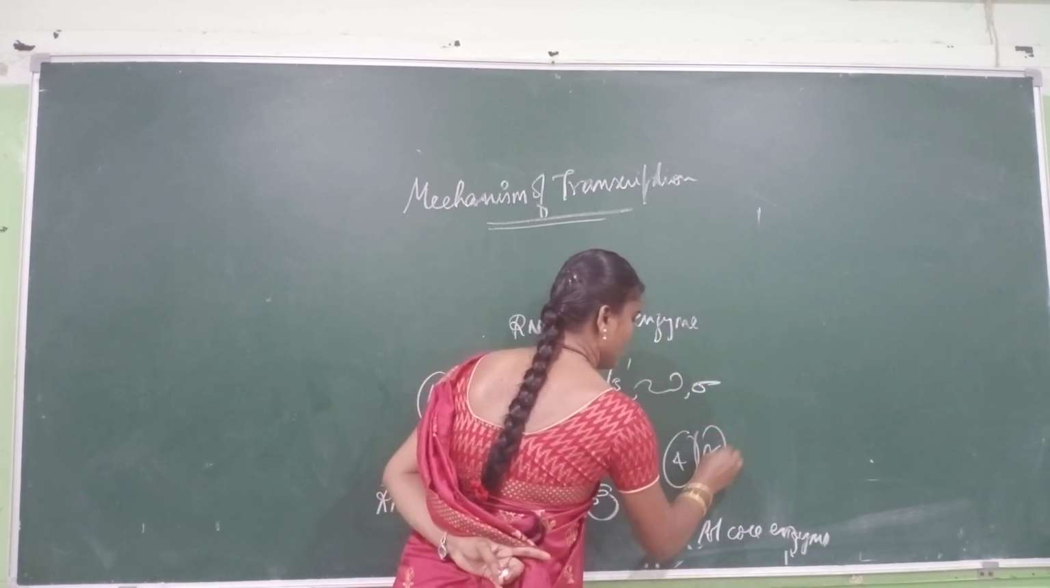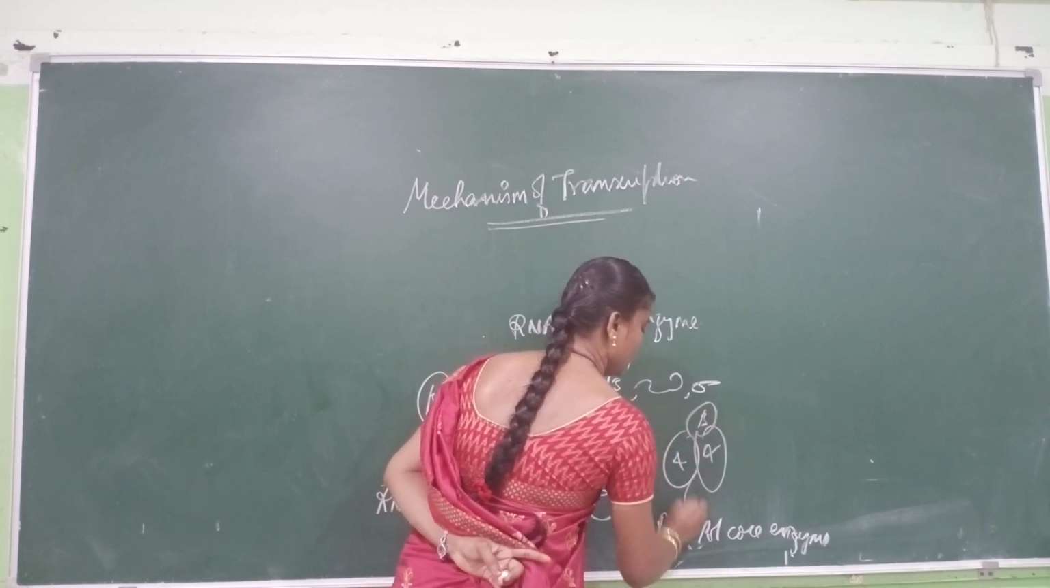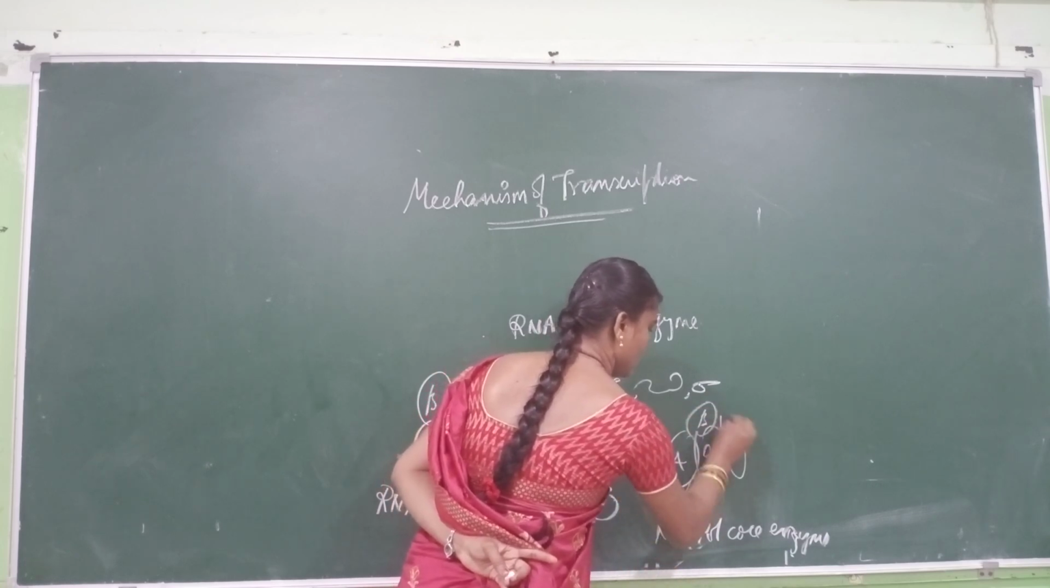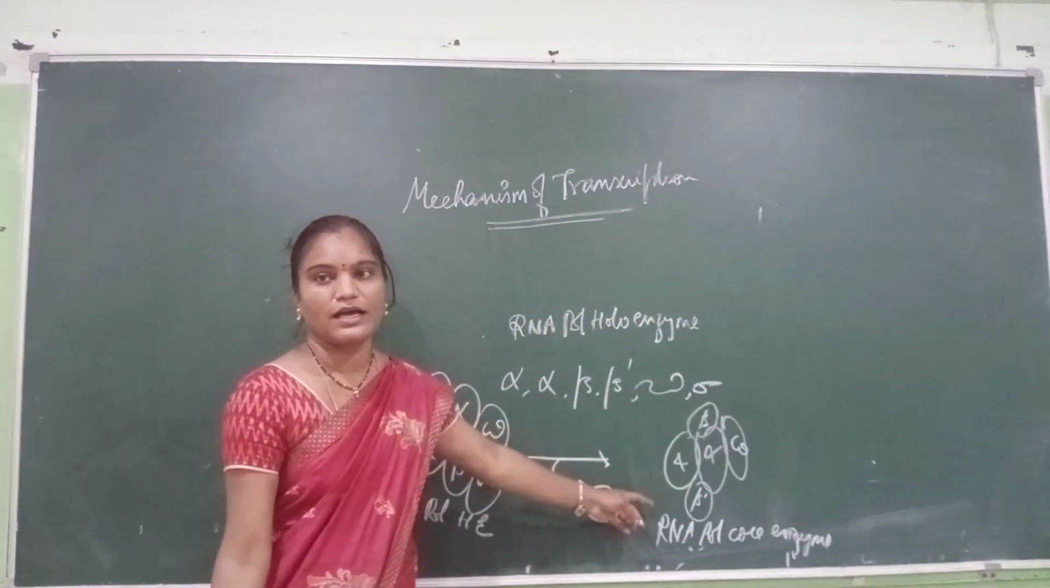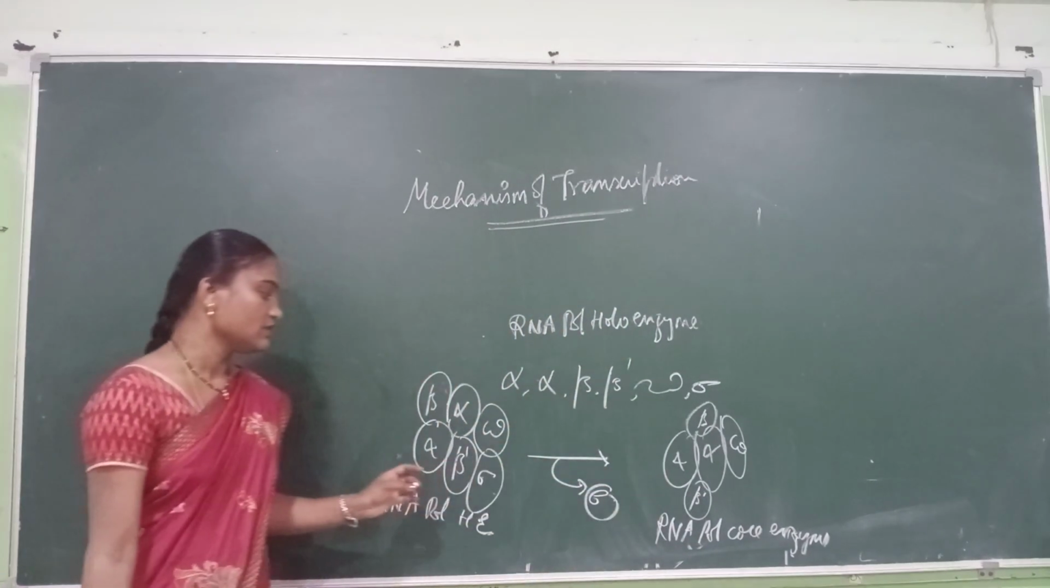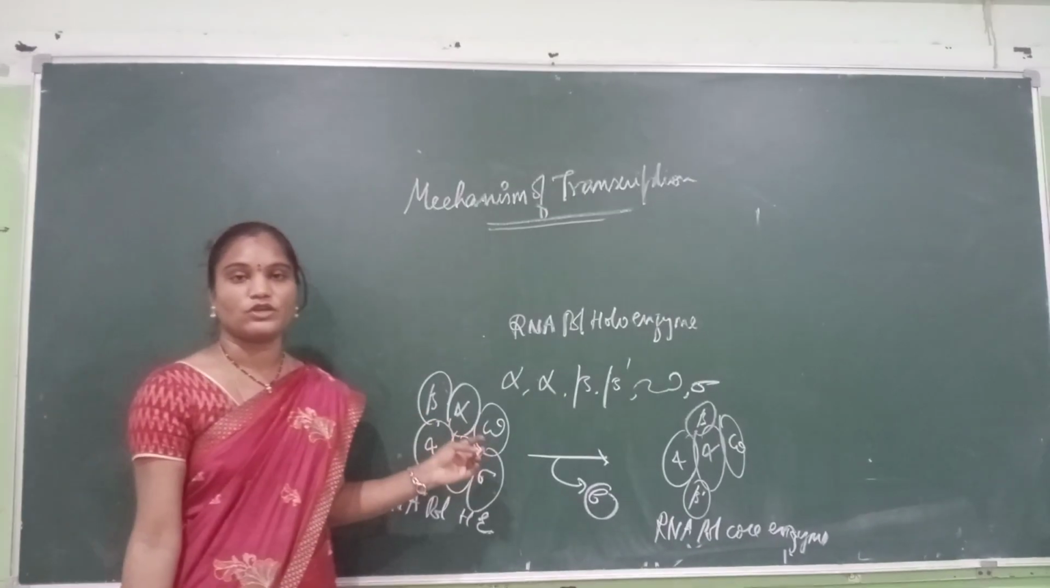Alpha, beta, beta dash, omega. So this is the 5 subunit RNA polymerase core enzyme, and this is the 6 subunit RNA polymerase holoenzyme.